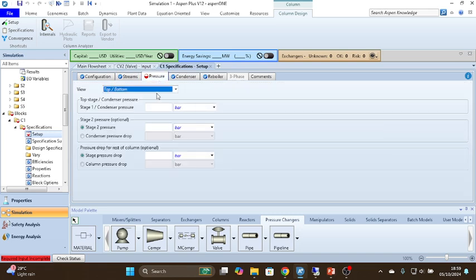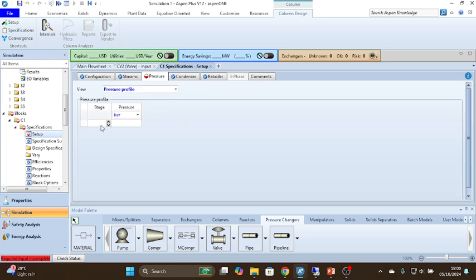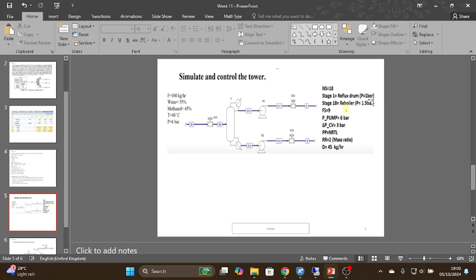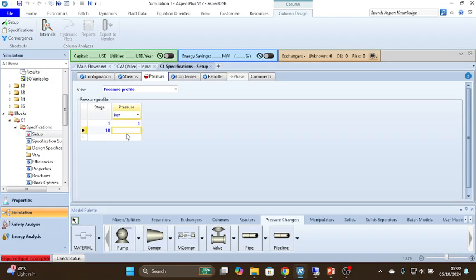Coming to pressure, usually what we do is we give the condenser pressure and the stage pressure drop, that is, the top or bottom pressure specifications are asked. Instead of doing this, we are going to give a pressure profile. So stage 1 is given and stage 18 is given. The pressure for stage 1 is given as 1 bar and for stage 18 it is 1.5 bar.